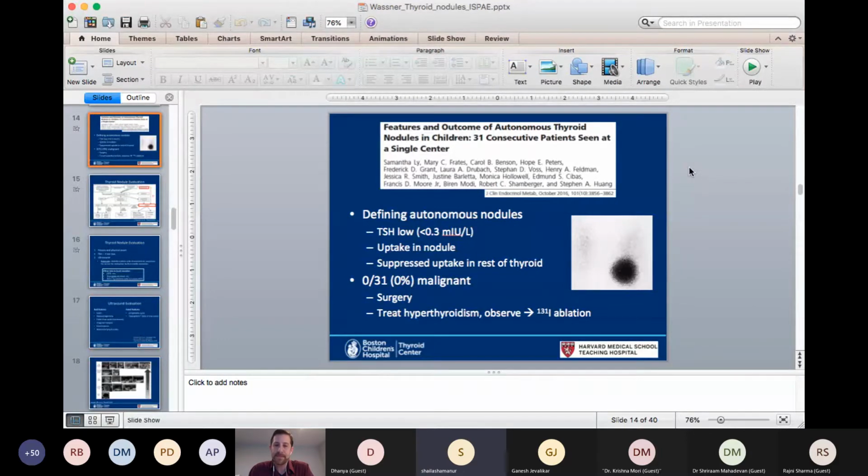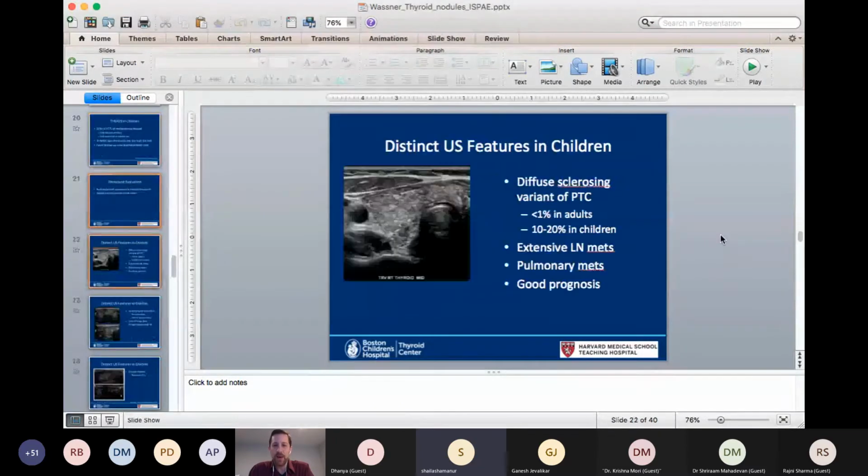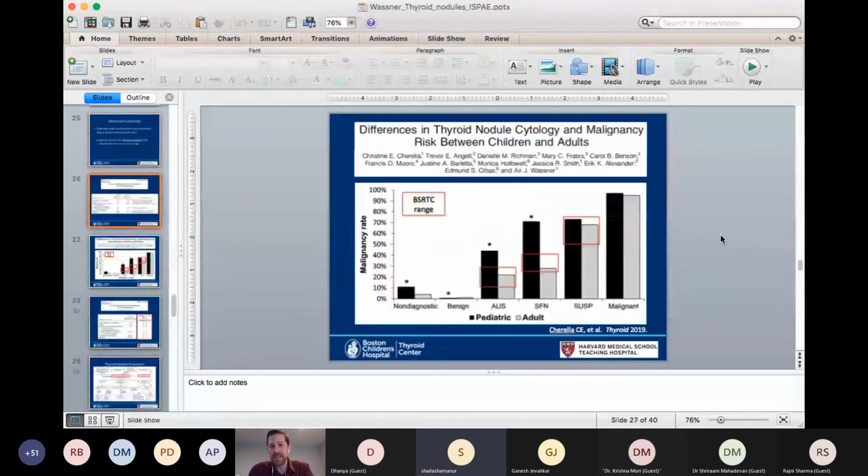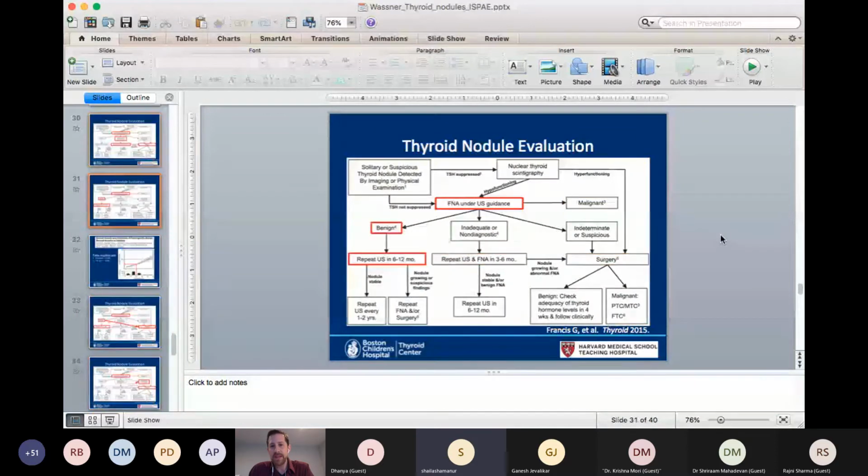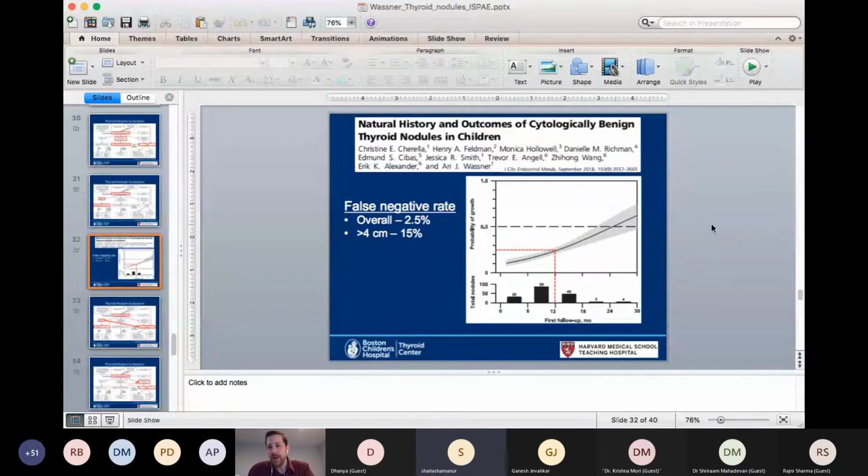How long would you, sorry, I can't see some of them. How long do you follow a benign nodule? Yeah, nobody knows the answer to that. We've talked about this in the guideline committee. So nobody knows how long to follow up benign nodules in children. I think the only longitudinal data that really exist in children are these that I mentioned. And this doesn't really tell you the answer to how long you have to follow.